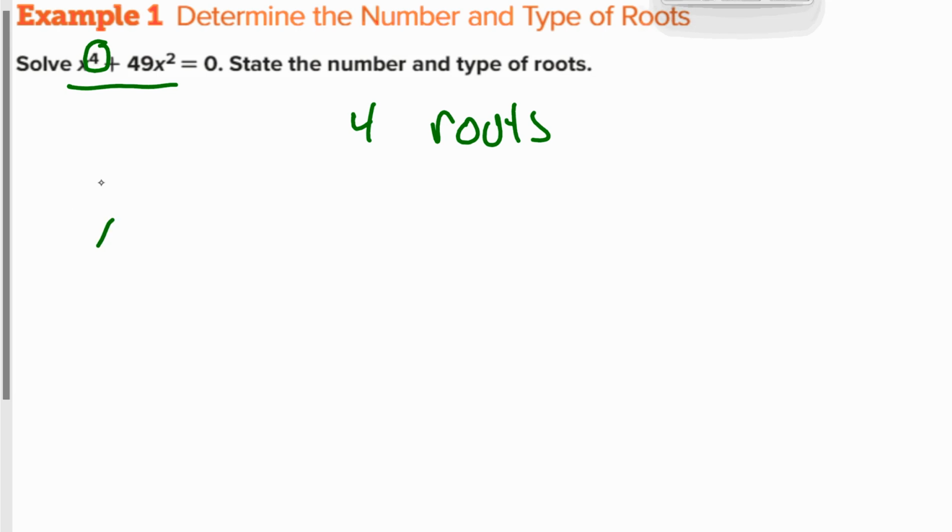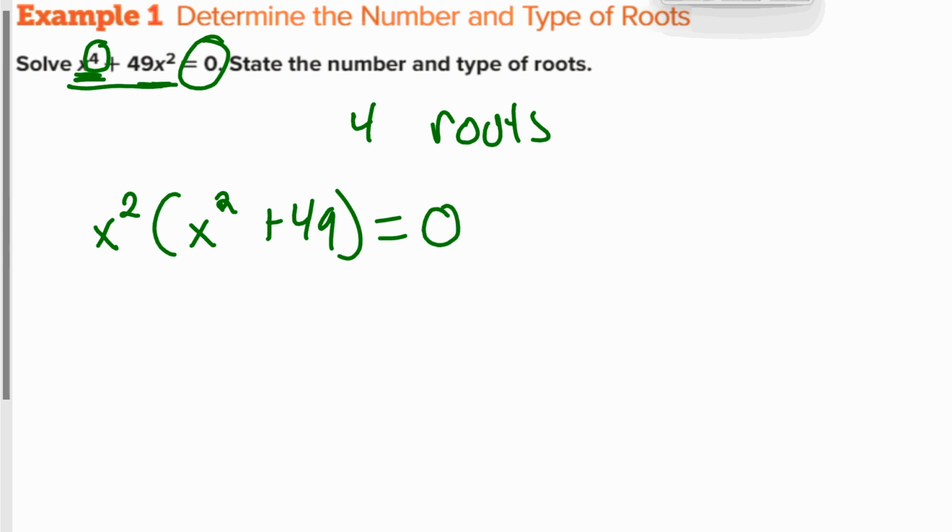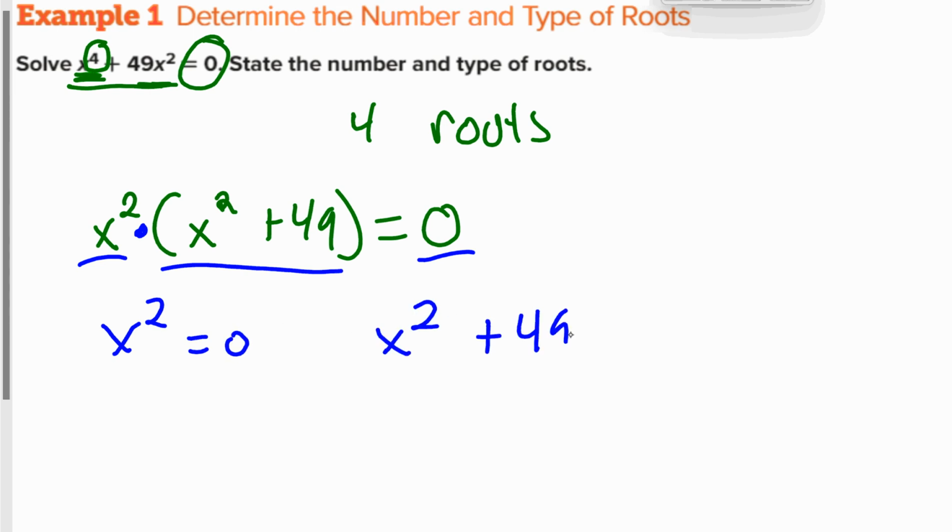We can see that there's an x in both of these, so we can factor out an x squared, so we're left with x squared plus 49. And this is set equal to 0, so this is also set equal to 0. And when I'm multiplying two things and the answer is 0, I can set them both equal to 0. So then I solve this, square root both sides, square root of 0 is just 0, so x equals 0.